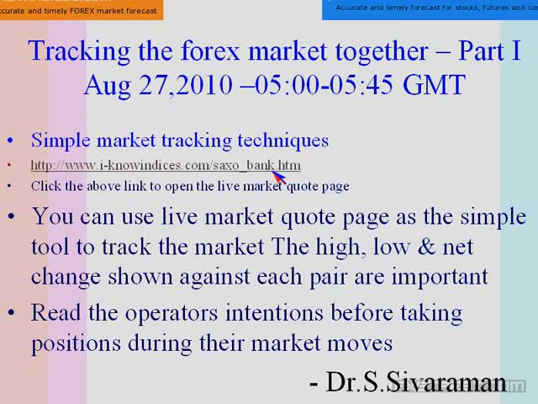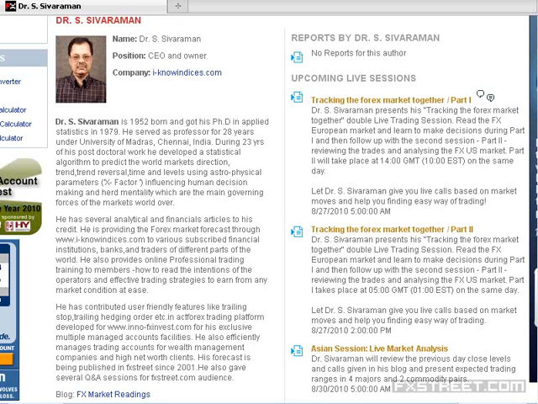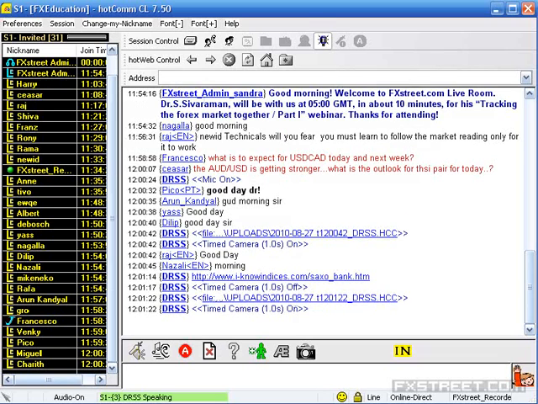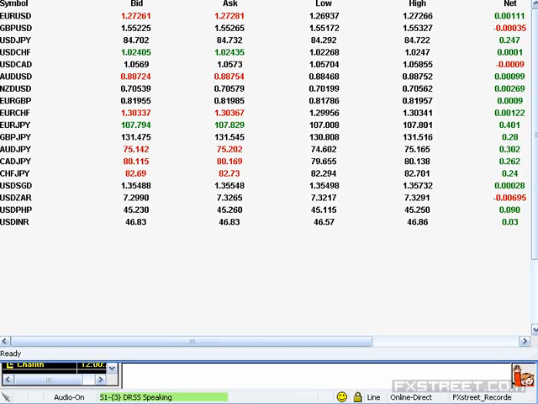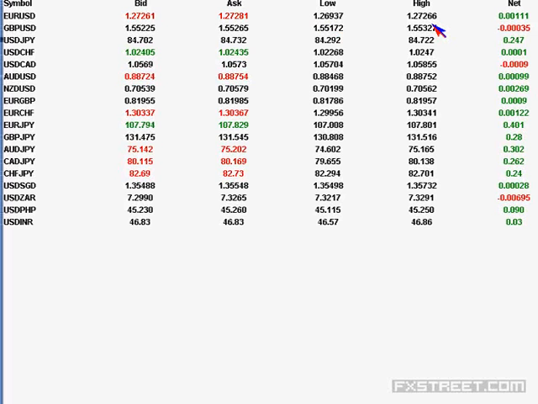The link for the live market code page, I'll give it in the outcome window. You can open it in a browser. I'll fix the camera over the live market code page. You will review the market currently, how exactly it is. Euro is currently trading around 1.2726, 1.2728. The low is 1.2693, the high is 1.2726. 11 pips positive net change is seen.